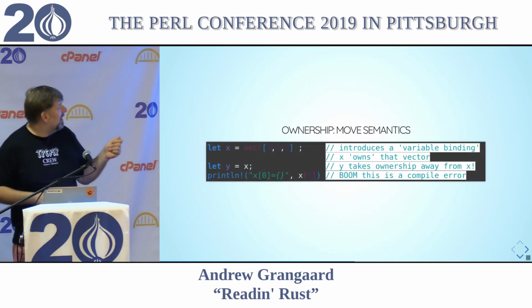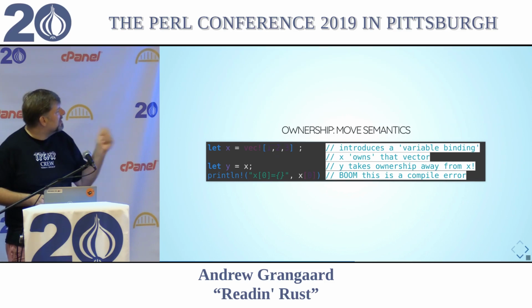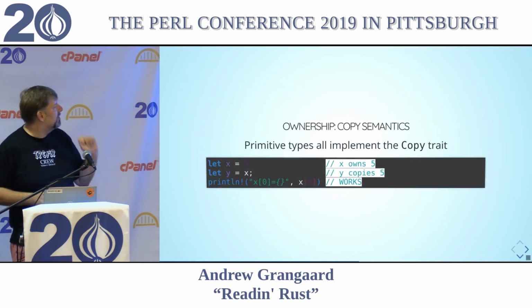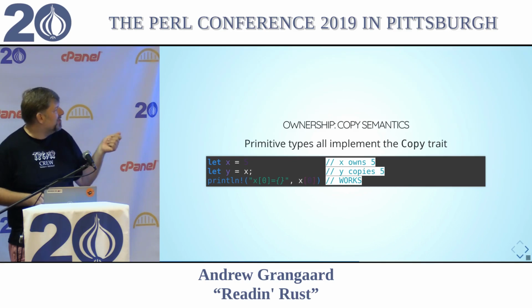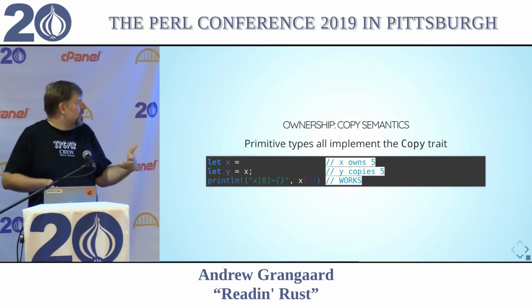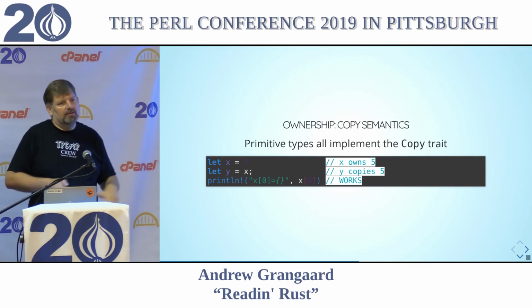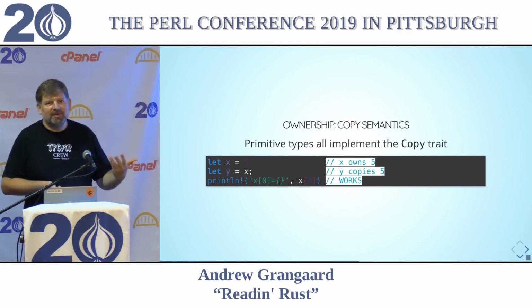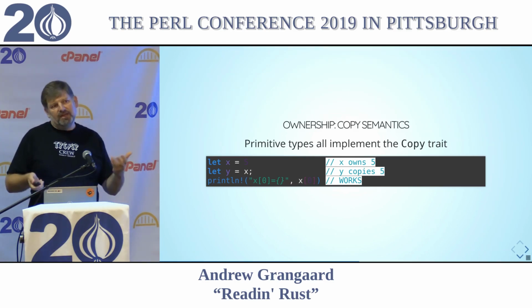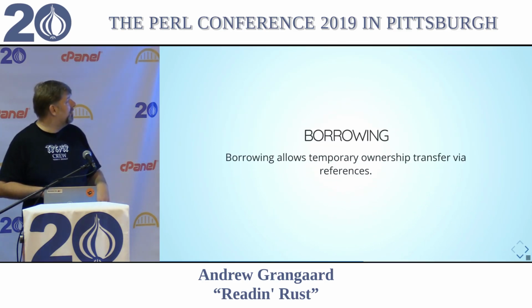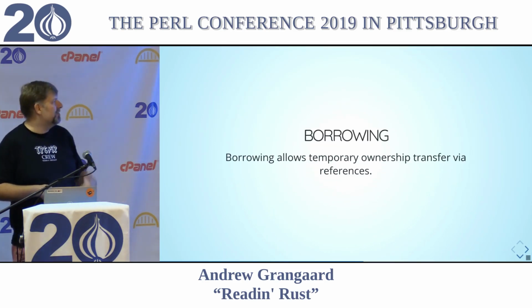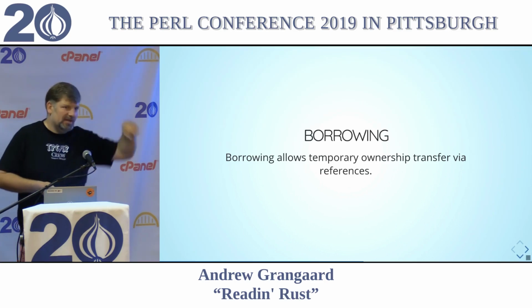And yeah, that's ownership. So if you implement the copy trait, then when someone tries to move you, you get copied. Generally, that's only for primitive types, but you can put it on your type if you think your type makes more sense to copy. And then borrowing is how you get that temporary ownership, and that's done with the ampersand.